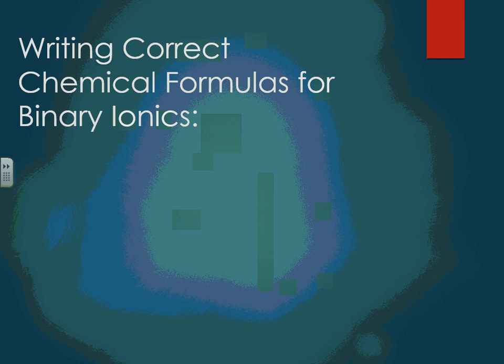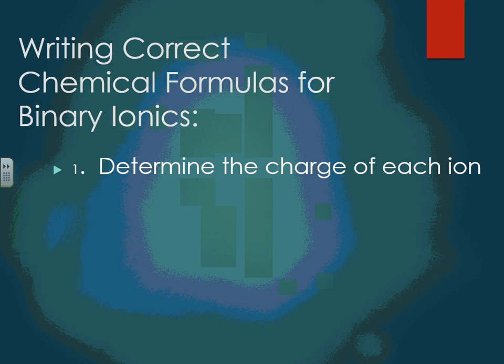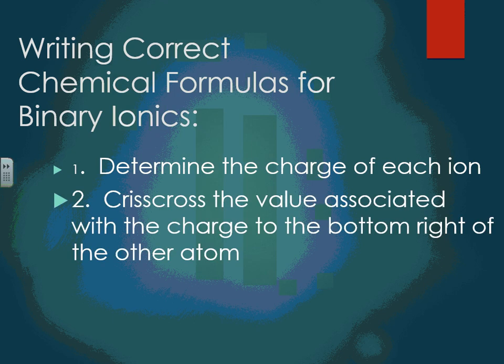It starts with first determining the charge of each ion. You look at an element and then you predict what its ionic charge is going to be. Then you crisscross the absolute value associated with that charge to the bottom right of the other atom. We call this crisscross applesauce, where they're going across. The charge goes to the left and right.